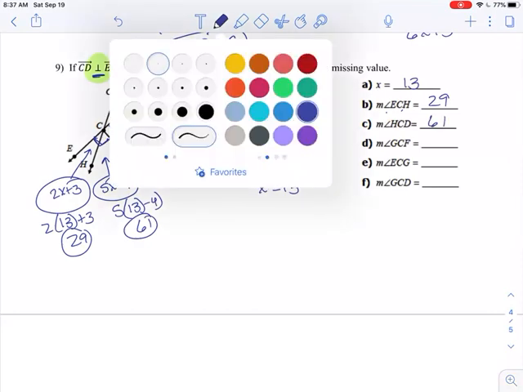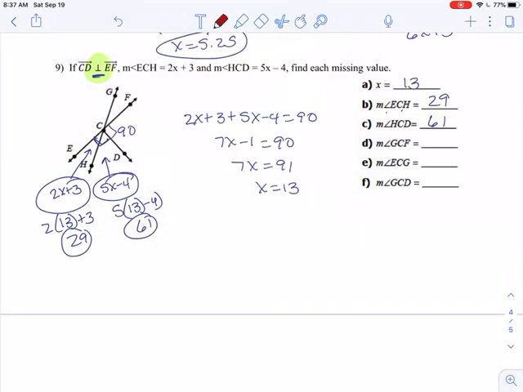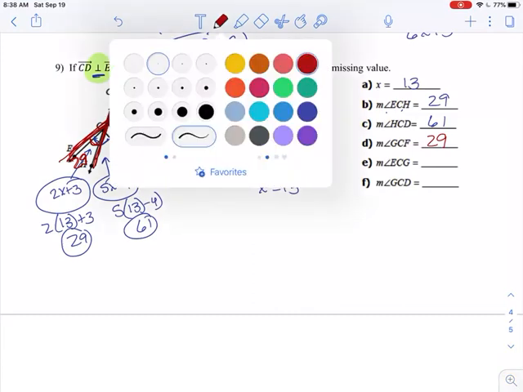GCF. So GCF, let me grab another color. GCF is right here, where I'm putting the red dot. GCF and ECH are vertical angles. See, these lines are intersecting. So those two angles are vertical angles. So angle GCF is also 29 degrees. This was 29 degrees, this angle. So GCF has to be 29 degrees.